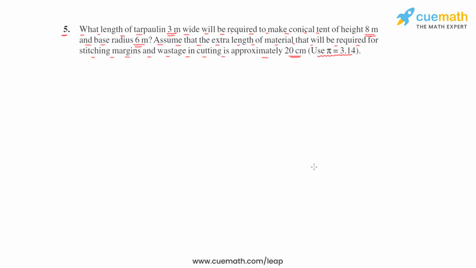So what they have given is that they need to make a tent with tarpaulin, and the width of that tarpaulin material is 3 meters. The length we have to find. The dimensions of the conical tent are: height is 8 meters, base radius is 6 meters, and they are saying that 20 centimeters of extra length of material will be needed for stitching margins and wastage.